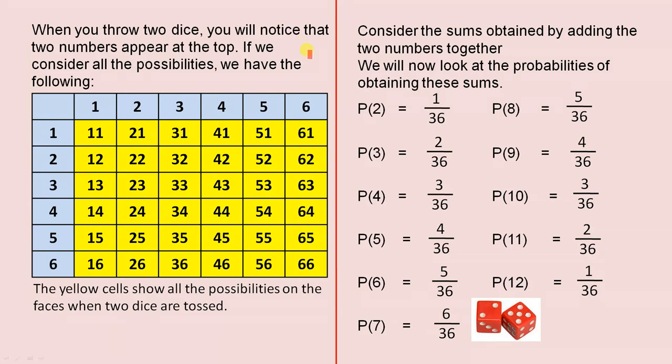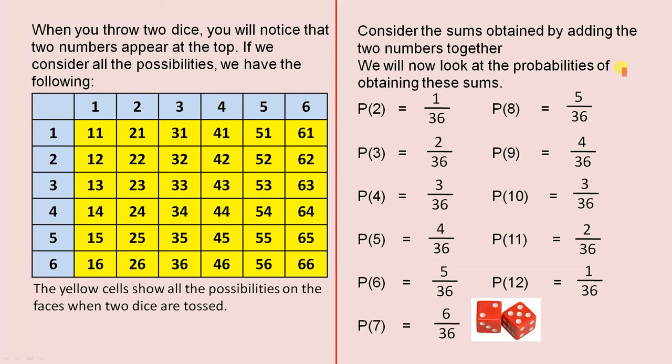When you throw 2 dice, you will notice that 2 numbers appear at the top. If we consider all the possibilities, we have the following. One die has the numbers 1 to 6 and the other one has 1 to 6. When you throw the 2 of them, you've got these 36 possibilities that will show up. For example, here, you've got a 2 and a 5, so that's just one of the possibilities. But there are 36 possibilities altogether. So the yellow cells show all the possibilities on the faces when 2 dice are tossed.